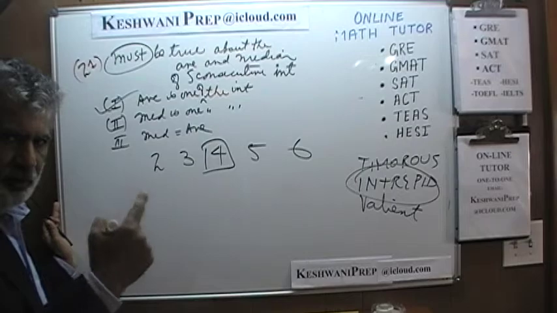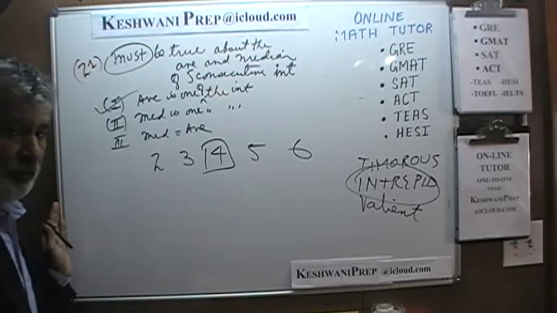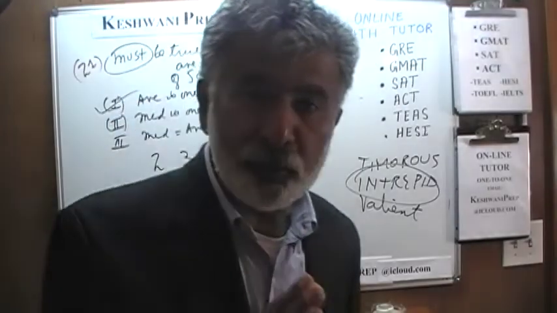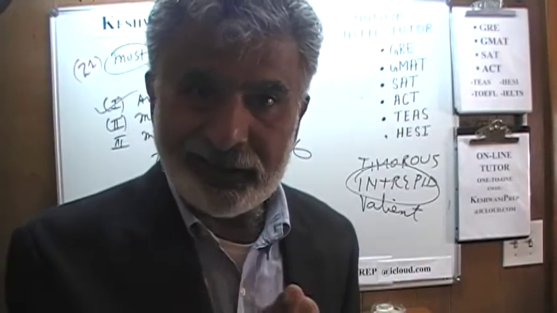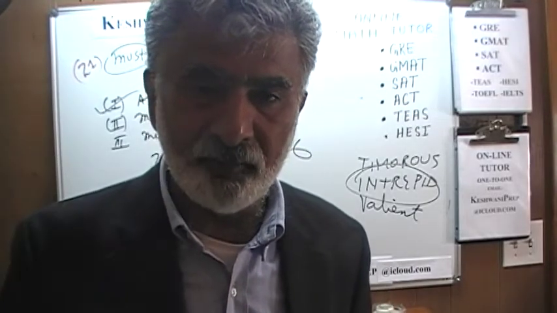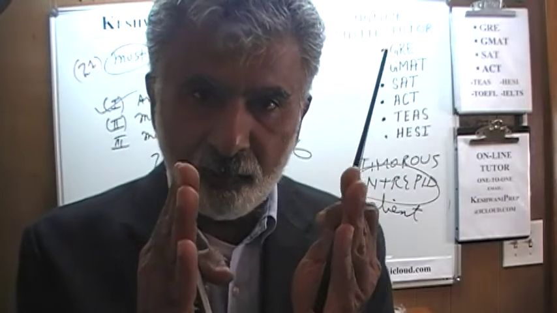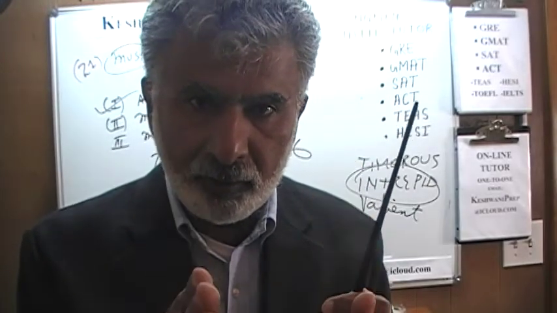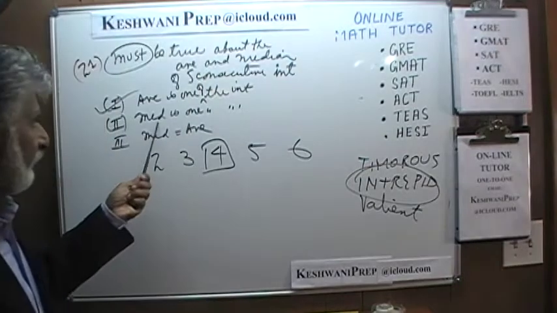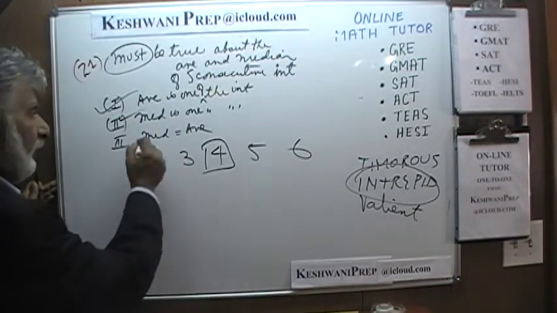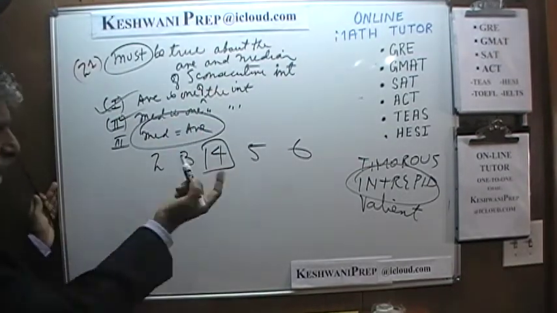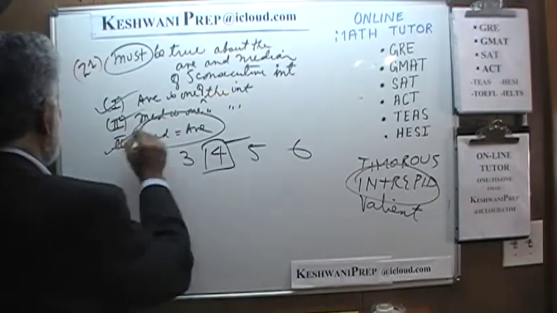They don't have to be consecutive. They have to be equally spaced. We could have had 3, 6, 9, 12, and 15. It will be the same. As long as they're equally spaced, the average is going to be the middle number. Median is going to be the middle number. Median is going to be one of the integers. And median is going to be equal to average because they're equally spaced. All of the three statements are correct.